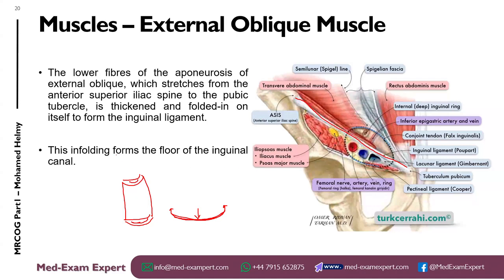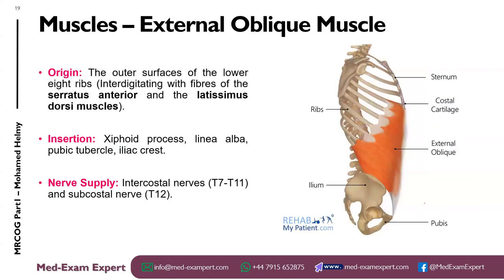This forms the floor of the inguinal canal. This folding makes the floor of the inguinal canal. Okay, this is the stretching of the inguinal ligament. So it's coming from the anterior superior iliac spine, and to the pubic tubercle, we call that the inguinal ligament.